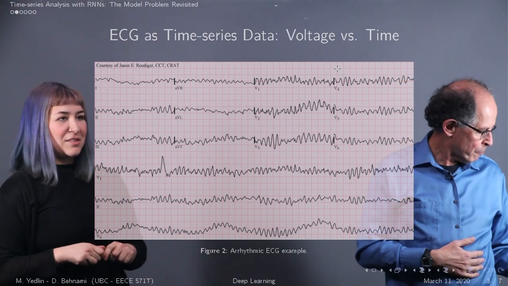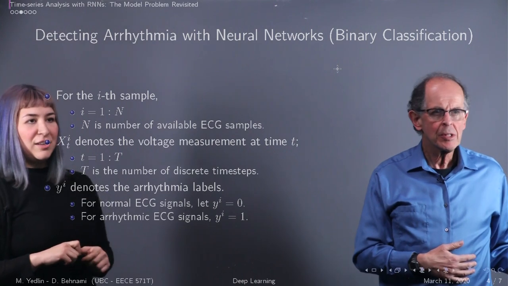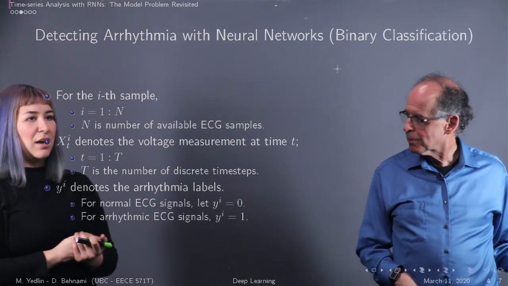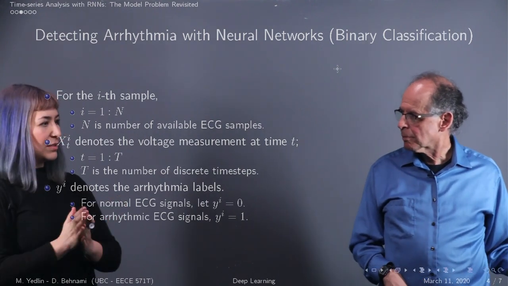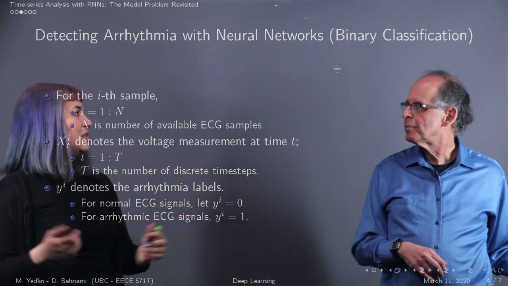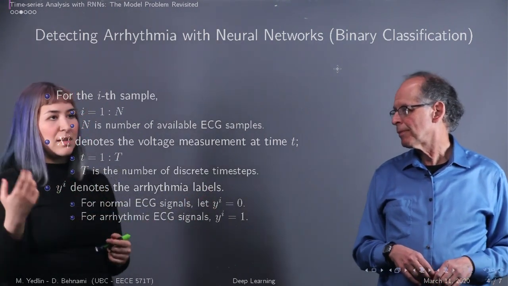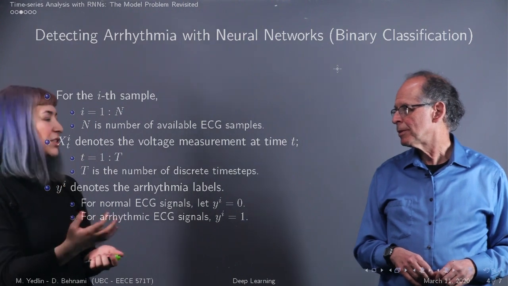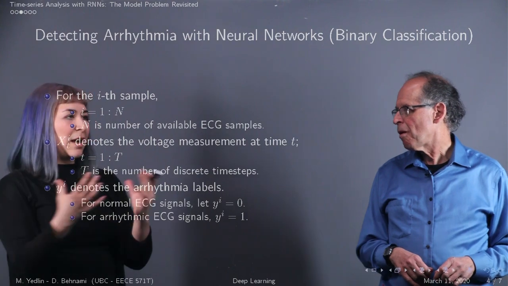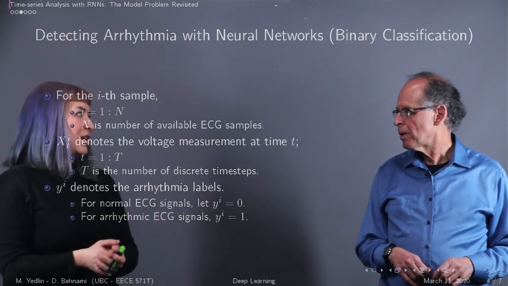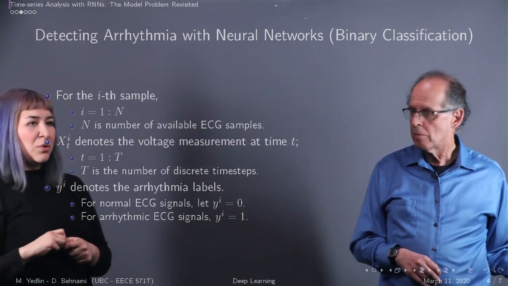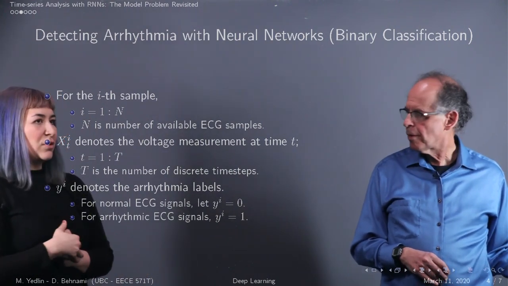Yeah. So early on, we talked about how we can define this as a machine learning problem. Our inputs would be the time series data, which you can think of as a vector of voltages sampled over time. And then the outputs, for the case of arrhythmia detection, we talked about binary classification. If the output is a 1, then that person has arrhythmia, or that particular ECG has arrhythmia. And if it's a 0, that's a healthy case. We can move on to the next slide.